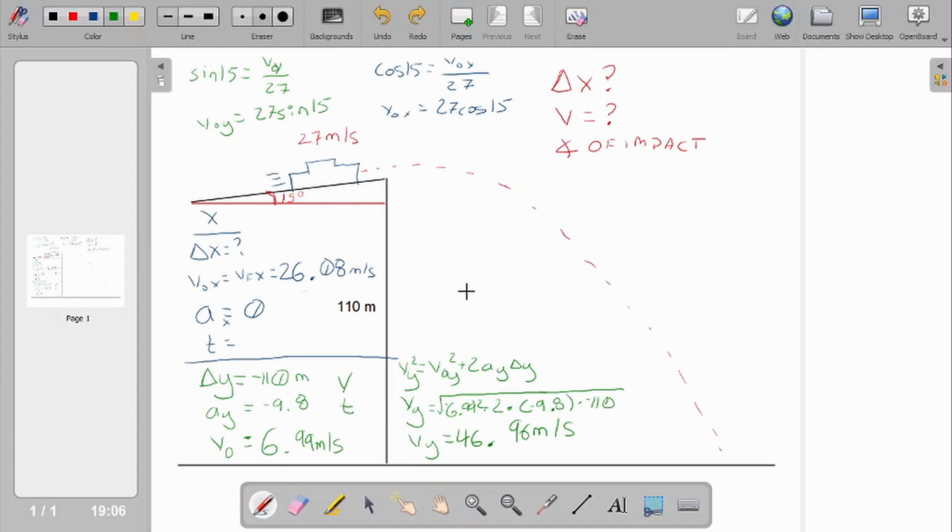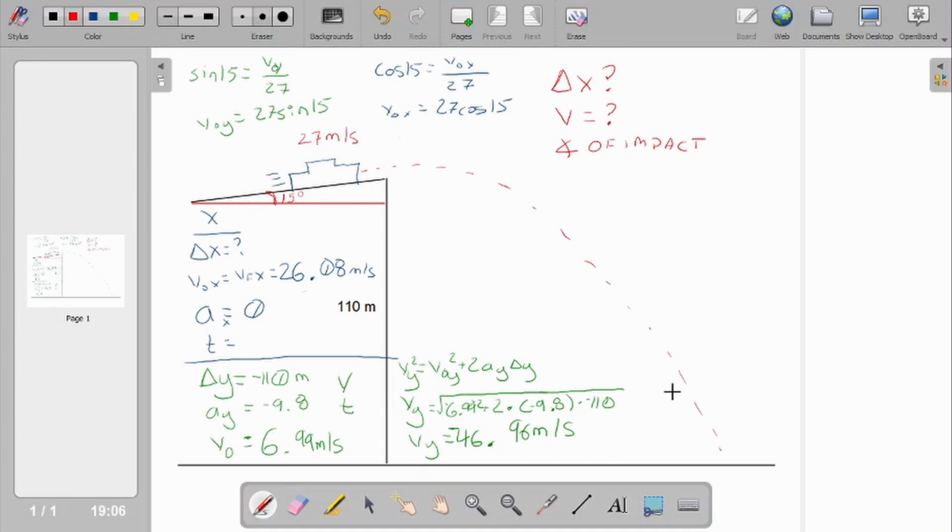Do I take the positive or negative answer? Well, think about it logically. Up is positive, down is negative. The car goes up, and then it starts going down. So the answer we want here is the negative, not the positive one, because that matches what we see and what we think about. Do be careful with such things.